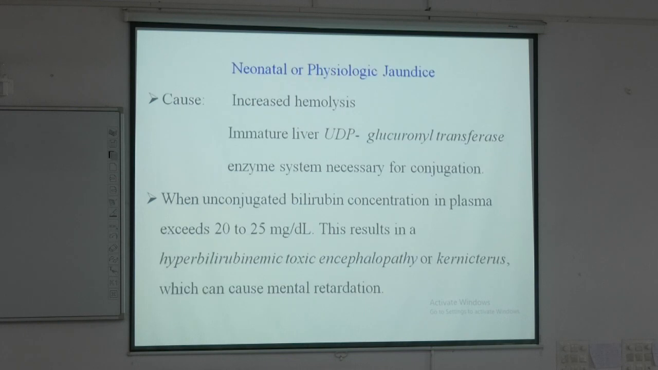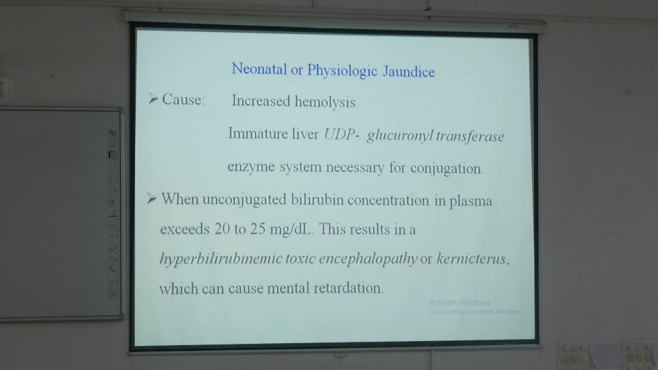Now, neonatal jaundice or physiological jaundice. Questions are asked about physiological jaundice. In the viva, the examiner asks, what is physiological jaundice? That is, when the conjugated bilirubin concentration in the plasma exceeds 20 to 25 mg per dl, this causes hyperbilirubinemic toxic encephalopathy or kernicterus, which can cause mental retardation.